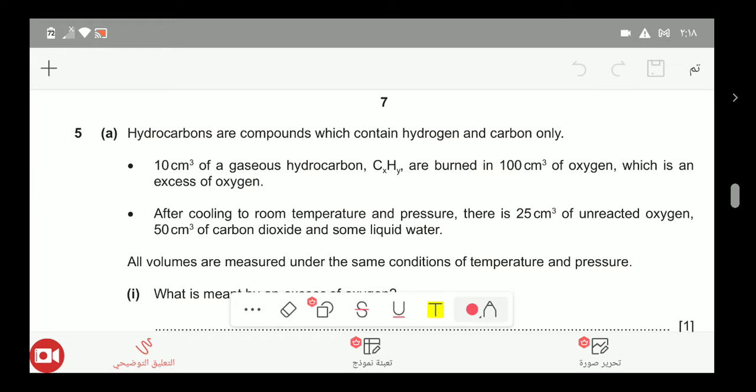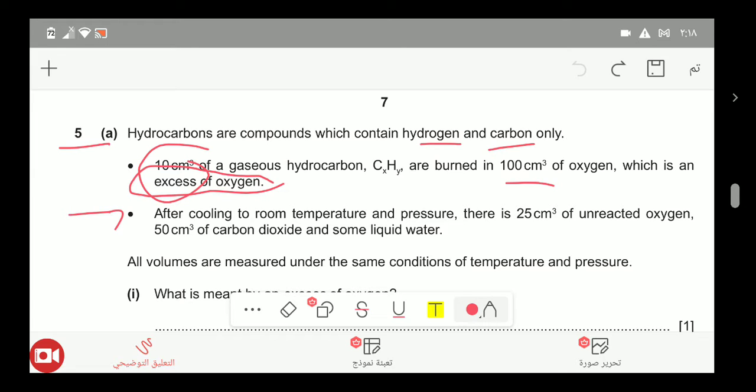Hydrocarbons are compounds which contain hydrogen and carbon. 10 cm³ of gaseous hydrocarbon CxHy are burned in 1000 cm³ of oxygen, which is in excess. So oxygen here is in excess. Excess here means it remains after the reaction ends. After cooling to room temperature, there is 25 cm³ of unreacted oxygen at the end of the reaction.